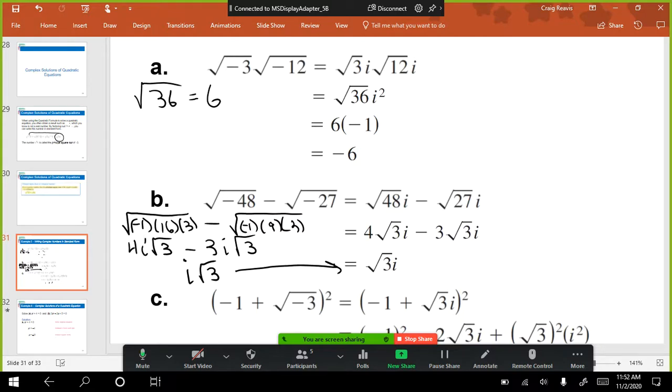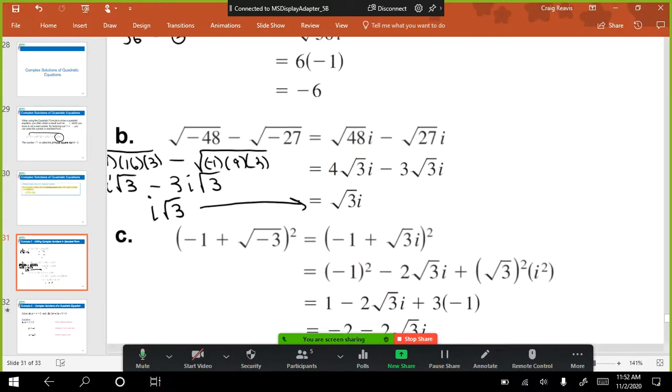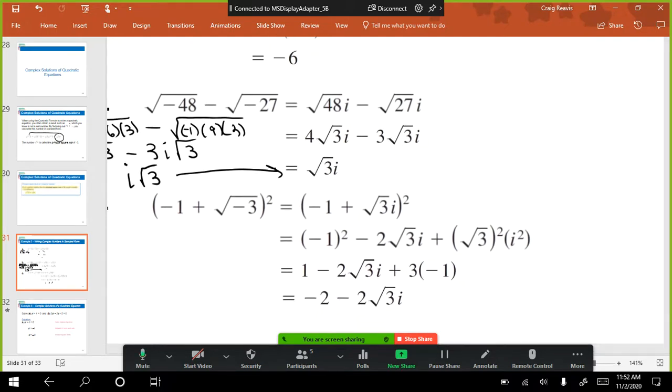Then the last one is just more of the same. We can look at it here. I'm squaring this, so it's going to be negative 1 times negative 1, which is 1. It's going to be negative 1 times the square root of negative 3, which would be square root of 3i. And then we get the same thing when I multiply this one times this one. So negative 1 times negative 1 is positive 1. Negative 1 times square root of 3i is negative square root of 3i. So when I add them, I get negative 2 square root of 3i.